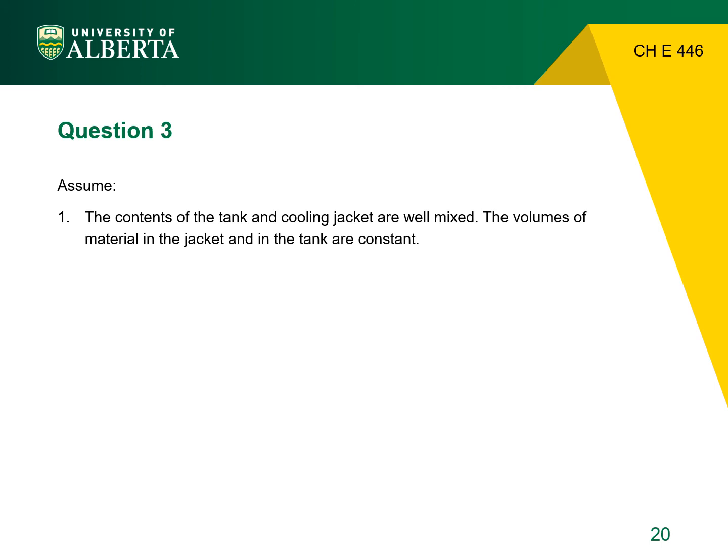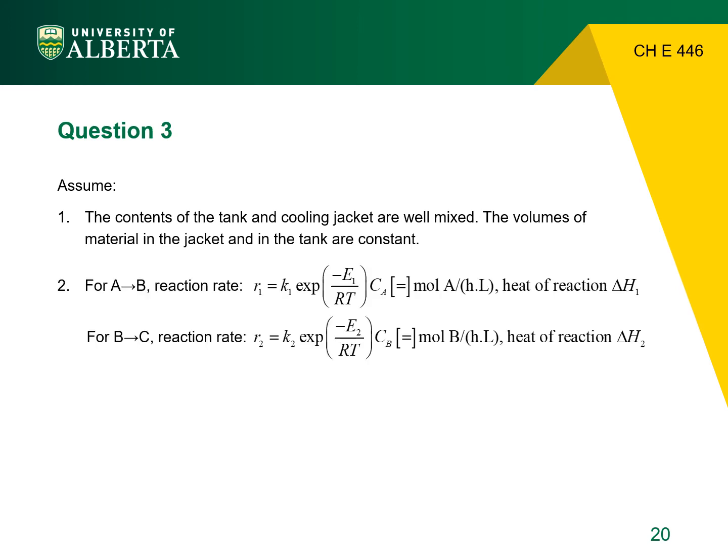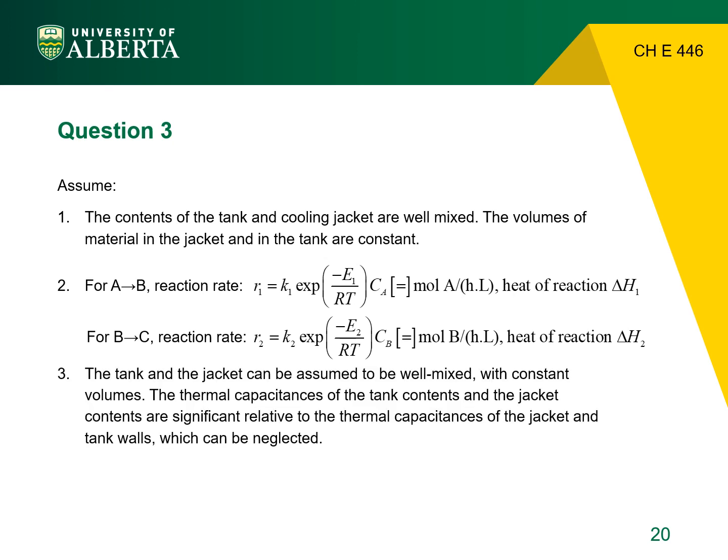We assume that the materials in the reactor as well as the cooling jacket are well mixed and have constant volumes. We are also given the reaction rate equations for compounds B and C. We are told to neglect the heat transfer through the reactor and jacket materials but to consider the heat transfer between the contents of the reactor and cooling jacket, and to also assume that the material's physical properties remain constant.